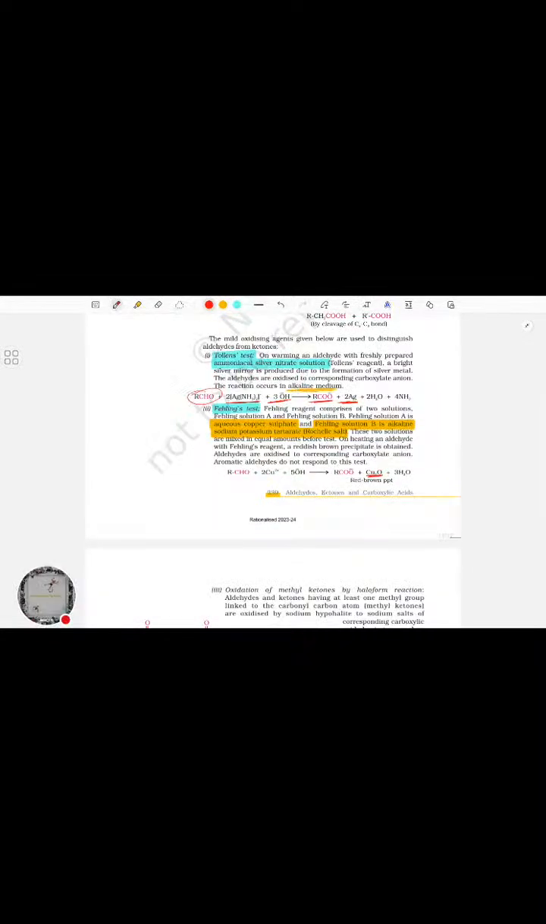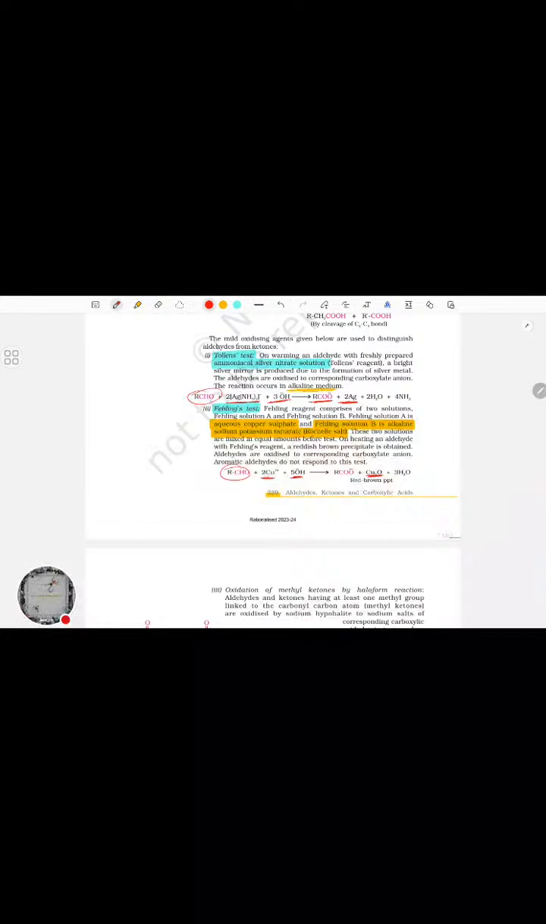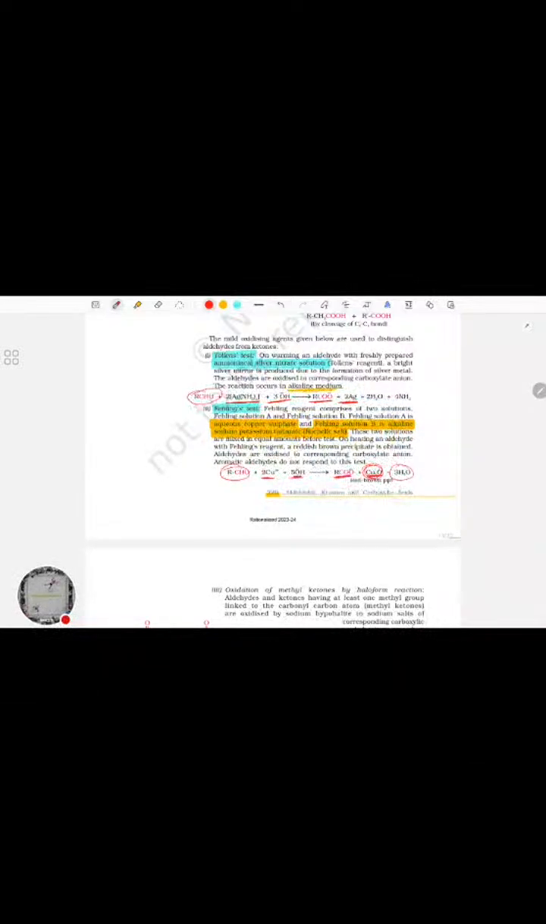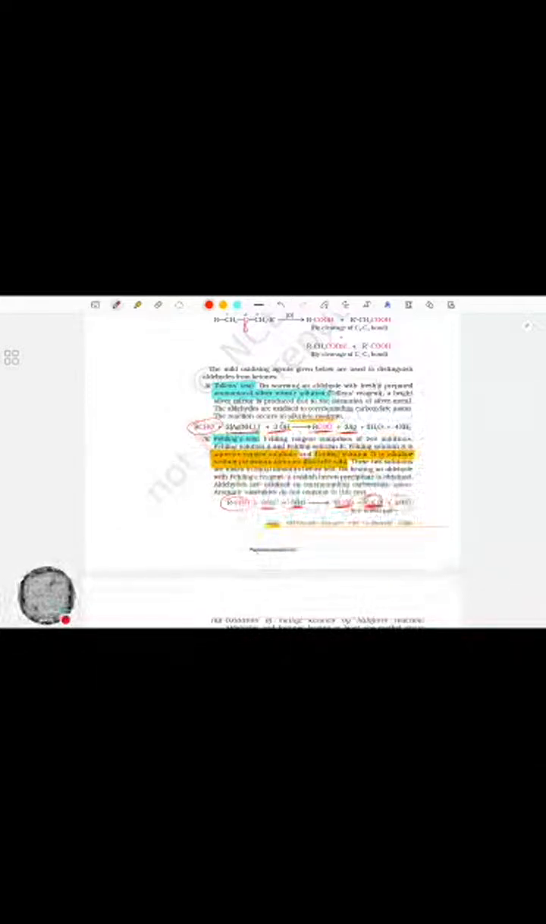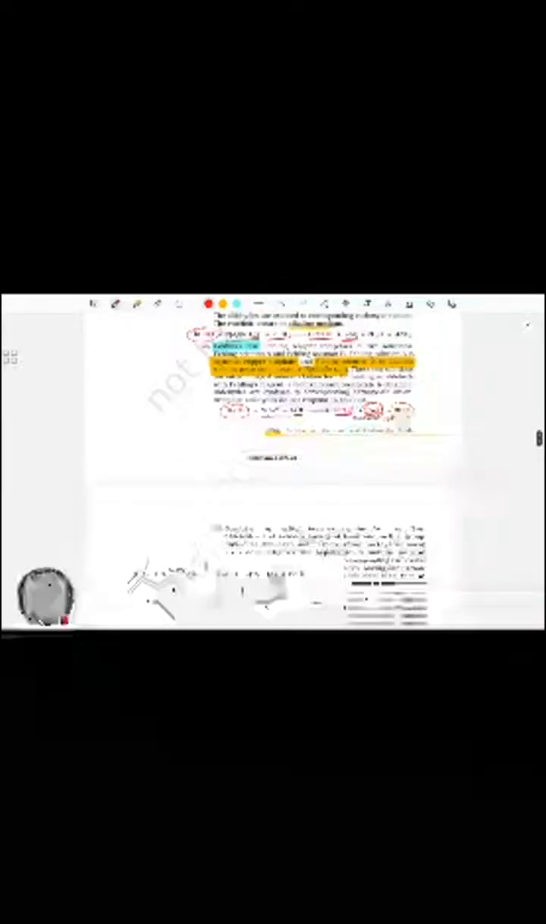to this test. Copper sulfate, which is aqueous in nature, will be ionized in the first solution. In the second solution, I have sodium potassium tartrate, the Rochelle salt. So on reaction with these two, I obtain carboxylate anion, the reddish brown cuprous oxide precipitate, and water. So on heating an aldehyde with Fehling's reagent, a reddish brown precipitate is obtained. The aldehydes are oxidized to the corresponding carboxylate anion, and the aromatic aldehydes do not respond to the test. And I obtain carboxylate anion with Tollens and Fehling tests.